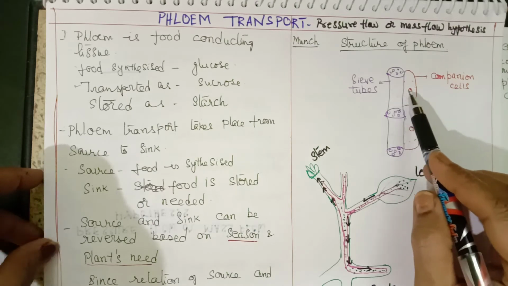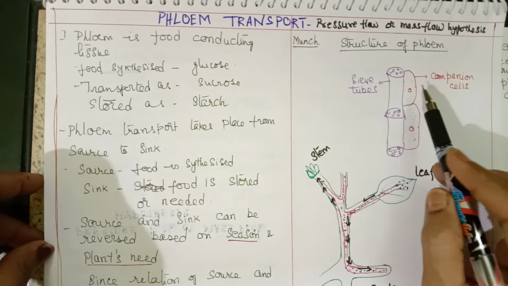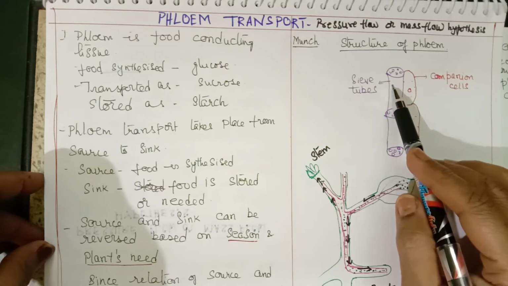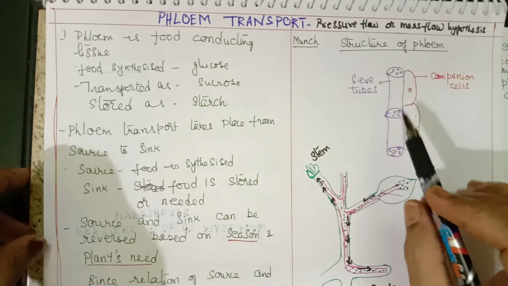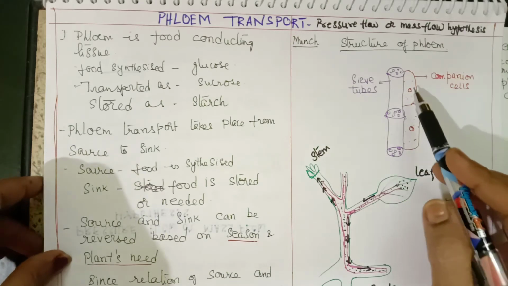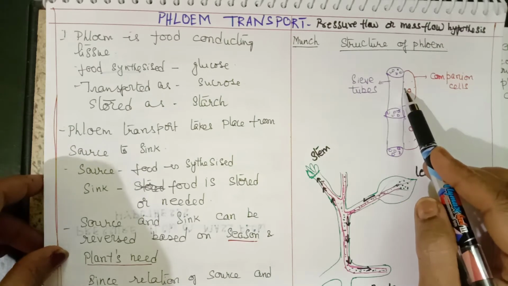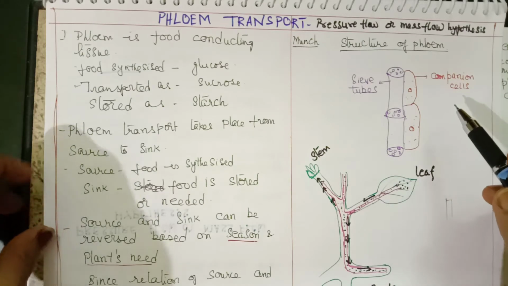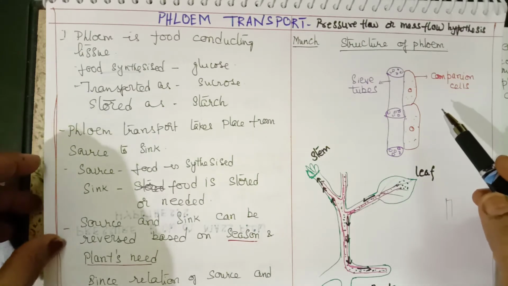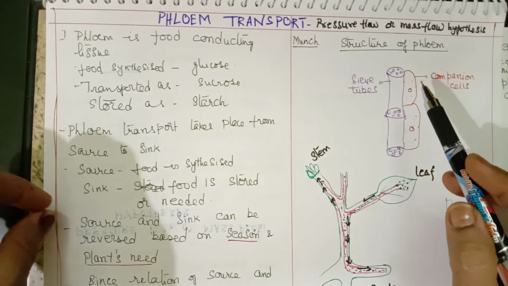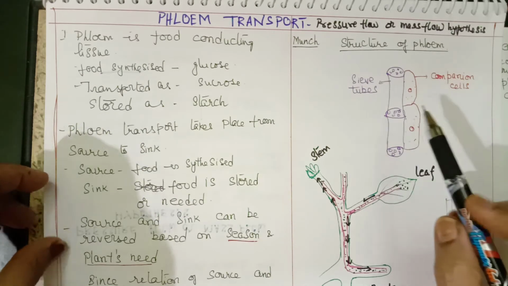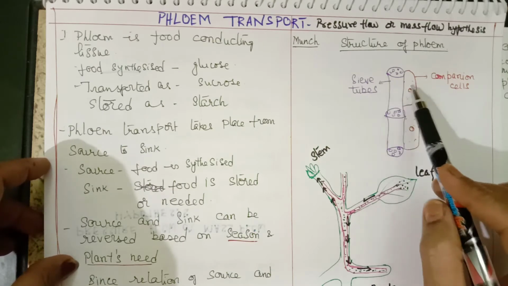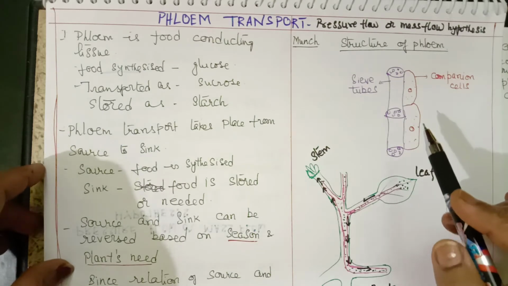Both cannot function in the absence of the other. Suppose companion cells are absent, sieve tubes cannot perform their function. So both are associated together. Along with that, phloem also consists of phloem parenchyma and phloem fibers. For the mechanism of transport, we should first understand the arrangement of sieve tubes and companion cells.